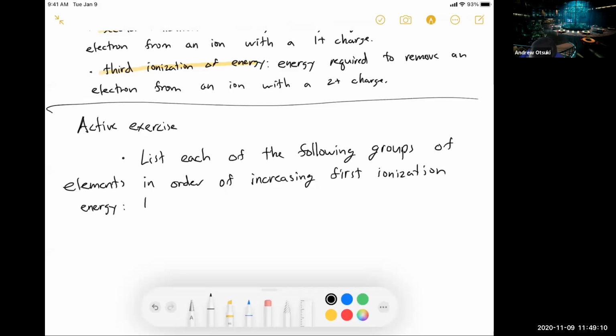So we have beryllium. Know what these symbols mean. N, nitrogen, and F, fluorine. These elements are all in the same row, so they are in period 2. Hopefully you can work this out on your own first before listening to this. So go to the periodic table and we're going to list their atomic numbers.